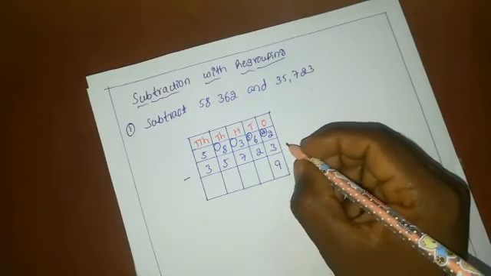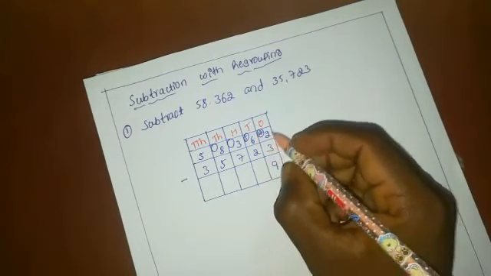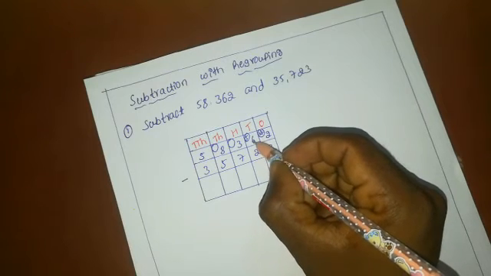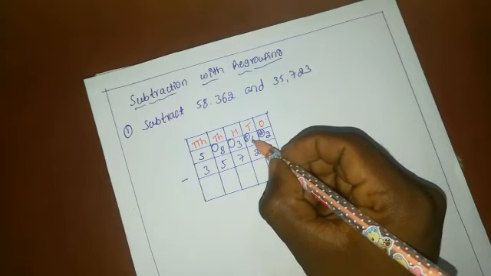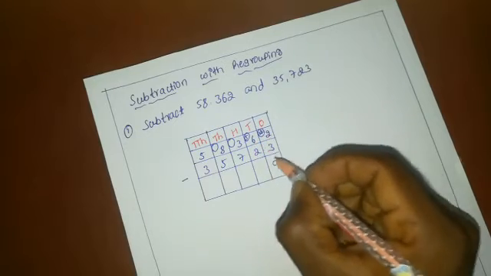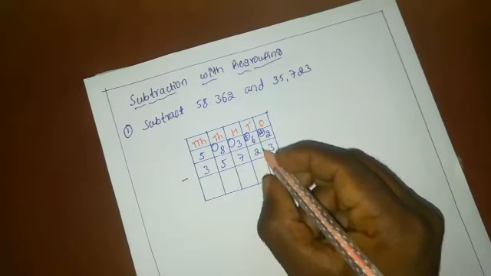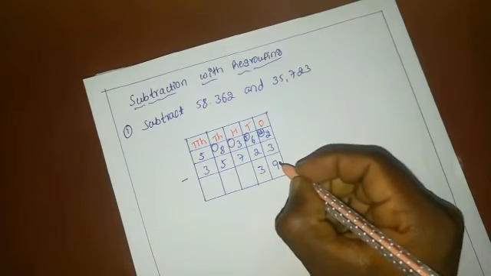Now we have to subtract the tens column. In the tens column we have 5 and 2, because we took a borrow from here, so here we have a 5. It means we have to subtract 2 from 5. When we subtract 2 from 5 we get 3.